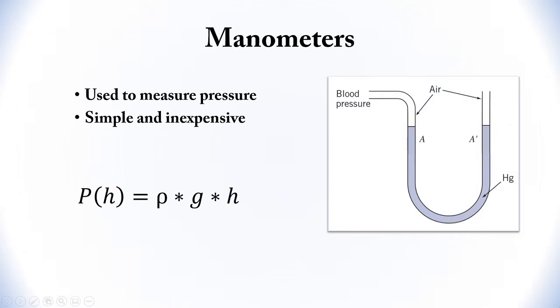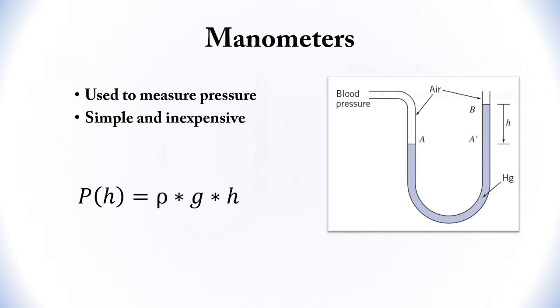Manometers are a direct application of the pressure-depth equation. They're used as an easy way to measure pressure, and they're both simple and inexpensive. A manometer is typically composed of a tube filled with a fluid. When the pressure on one side of the tube is increased, this pushes the fluid. When you measure the height difference, you can also calculate the pressure difference.